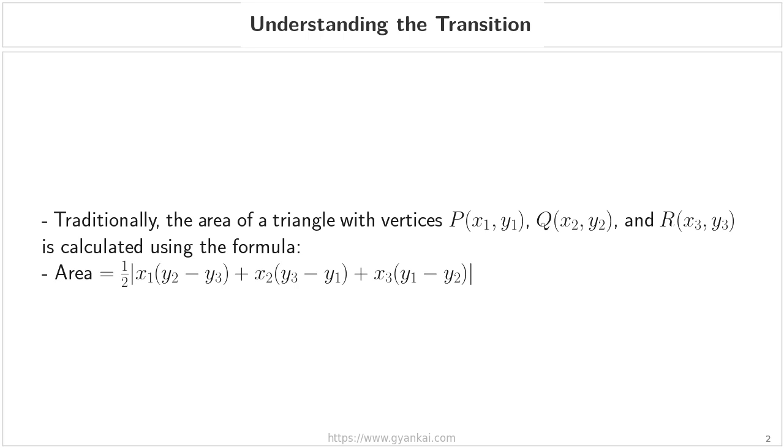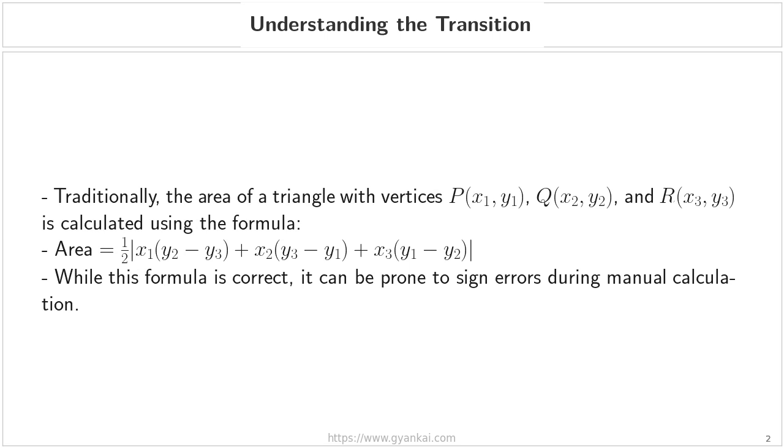Now, before we dive into the new method, let's take a moment to look at what you already know. If we look back at our previous lessons in coordinate geometry, you might remember that calculating the area of a triangle with vertices P with x sub 1, y sub 1, Q with x sub 2, y sub 2, and R with x sub 3, y sub 3 usually involves this long-form formula. Area equals 1/2, inside absolute value bars, of x sub 1 times the quantity y sub 2 minus y sub 3, plus x sub 2 times the quantity y sub 3 minus y sub 1, plus x sub 3 times the quantity y sub 1 minus y sub 2.